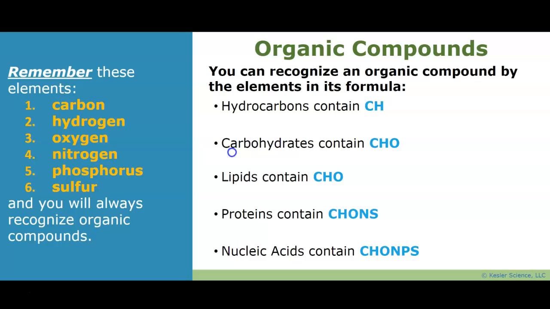Okay, so this is kind of a wrap up. You can recognize an organic compound by the elements in its formula. Hydrocarbons are CH, carbohydrates have carbon, hydrogen, oxygen. Lipids have carbon, hydrogen, oxygen. Proteins have carbon, hydrogen, oxygen, nitrogen, and sulfur. And nucleic acids have all those plus phosphorus.